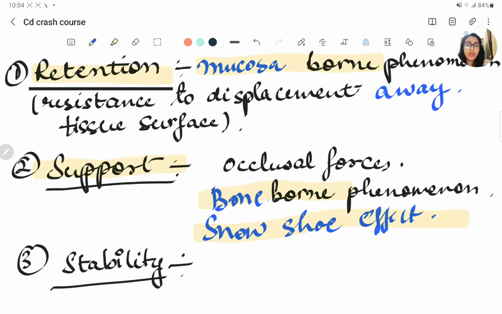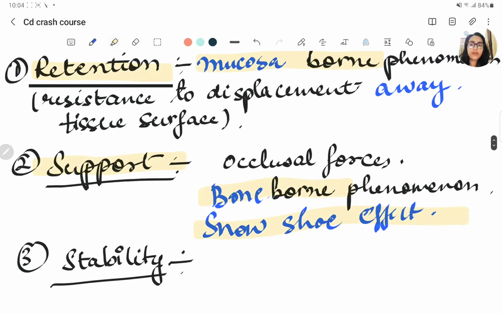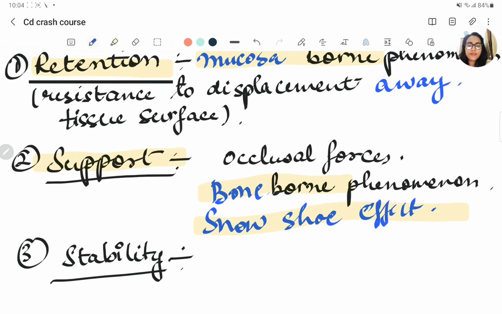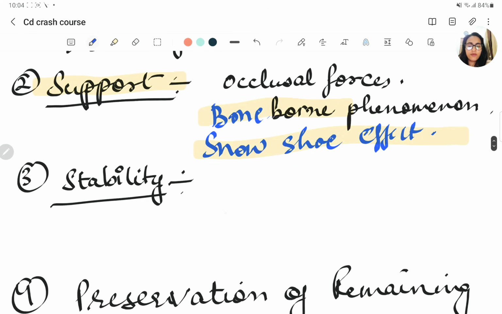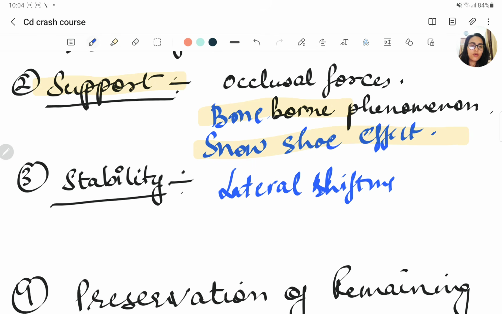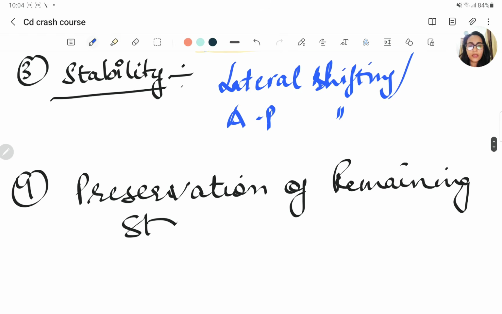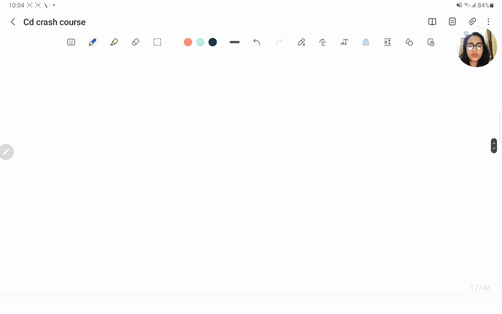Remember all these points because they ask you which of retention, stability, support and preservation the snowshoe effect provides. So remember that it provides support. Then we have stability. Stability is provided against lateral or shifting forces. So it provides resistance to all the lateral forces, lateral shifting, or anterior posterior shifting. Then there is preservation of the structures.